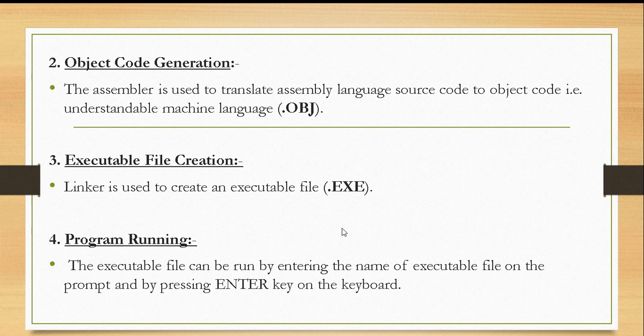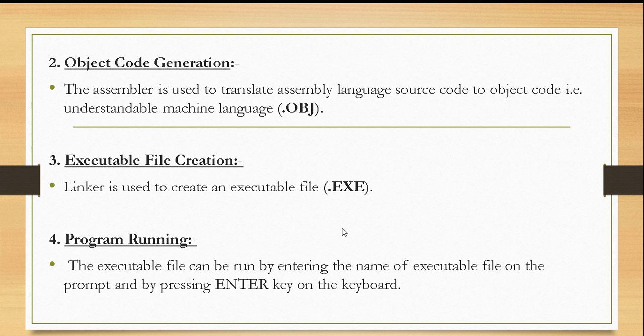Next is the object code generation. In this, the assembler tool is utilized to translate the assembly language source code that is written in the editor and convert it to object code that is understandable by the machine, having extension .obj. Next is the executable file creation. For this purpose, the linker development tool is utilized to create an executable file having extension .exe.